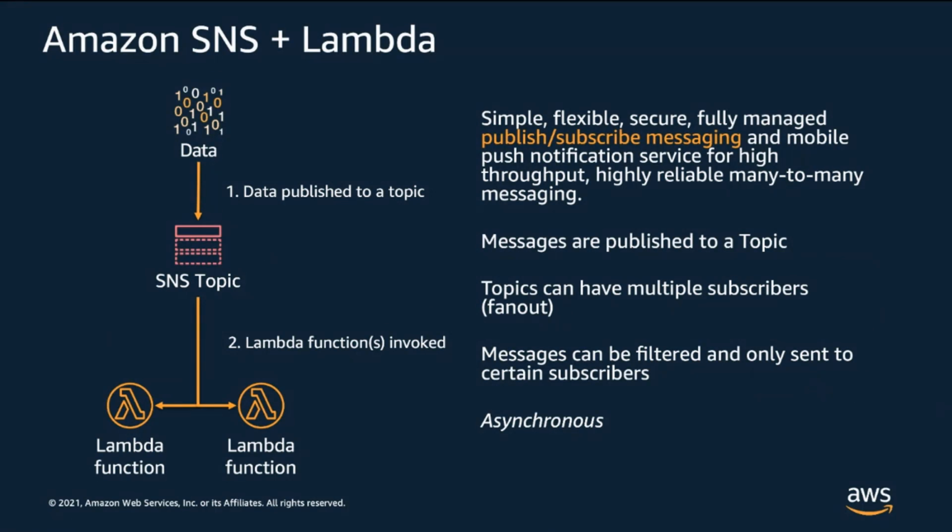Okay, so let's talk about SNS and Lambda. So Amazon SNS is one of the oldest services that we have here at AWS. It's used very heavily by customers of AWS, both enterprise level and startup level. SNS is a simple, flexible, fully managed pub/sub messaging and mobile push notification service for high throughput and highly reliable message delivery.